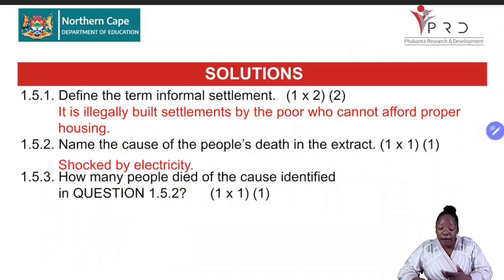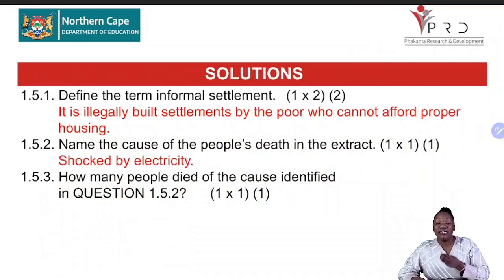Secondly, you are supposed to name the cause of the people's death. By reading the extract, we have seen that the cause of death was shock by electricity. And then number 3, you were supposed to tell how many people died of the cause you have identified, which is the shock by electricity. So again, it's 8 people who died. Where did we get the 8? We got it by reading the extract.